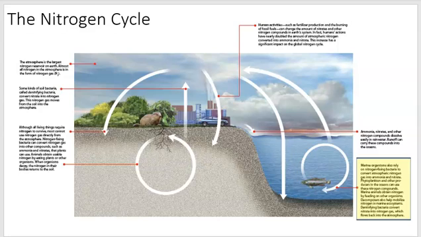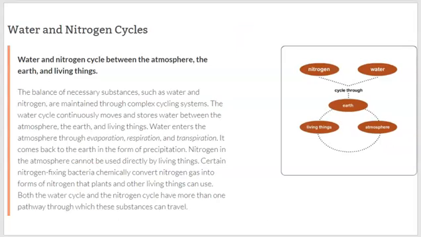Phytoplankton and other producers in the oceans can use these nitrogen compounds. Marine animals obtain nitrogen by feeding on other organisms. Decomposers also help mobilize nitrogen in marine ecosystems. Denitrifying bacteria convert nitrate into nitrogen gas, which flows back into the atmosphere. Water and nitrogen cycle between the atmosphere, the earth, and living things. The balance of necessary substances, such as water and nitrogen, is maintained through complex cycling systems.